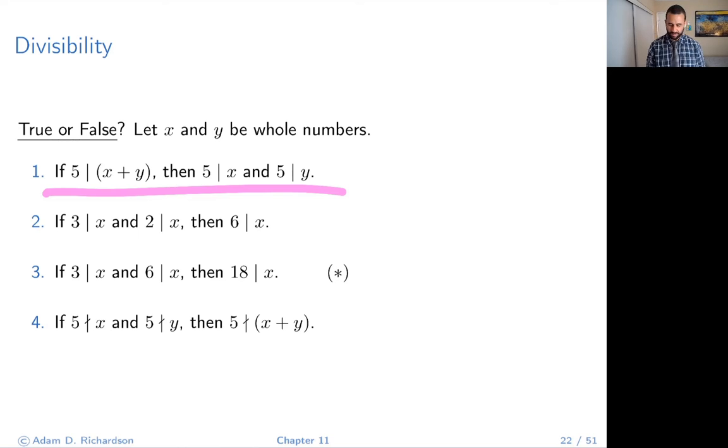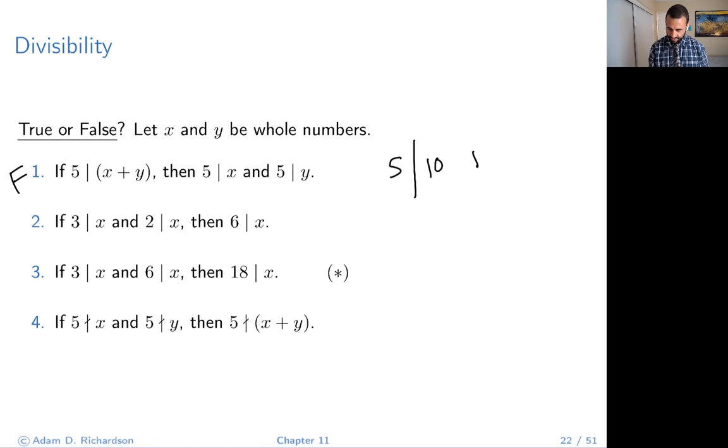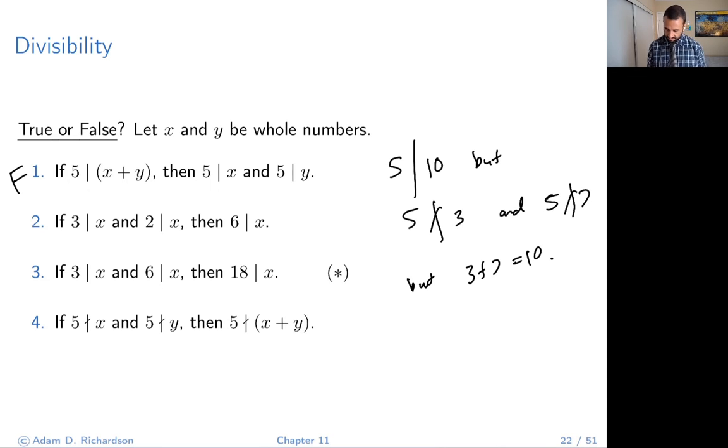That doesn't sound true to me. I'm pretty sure that's false, but don't believe me. If it's false, then I should be able to find a counterexample. Let's check. How about this? I know that 5 divides 10, but 5 does not divide 3, and 5 does not divide 7, but 3 plus 7 is 10. So basically 5 is dividing 10, but that doesn't mean that it has to divide 3 and 7. So this is definitely false, right? Definitely false.